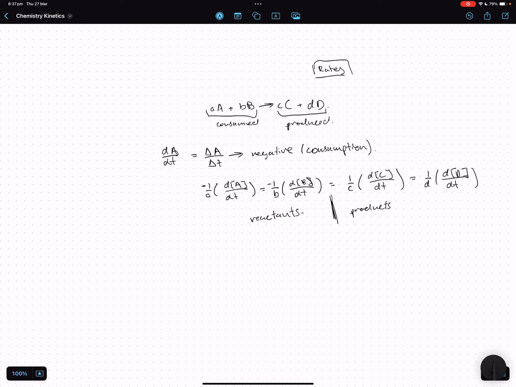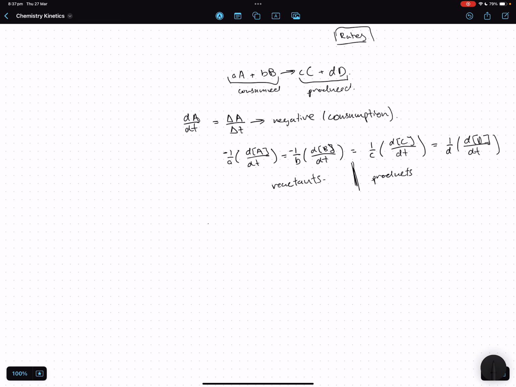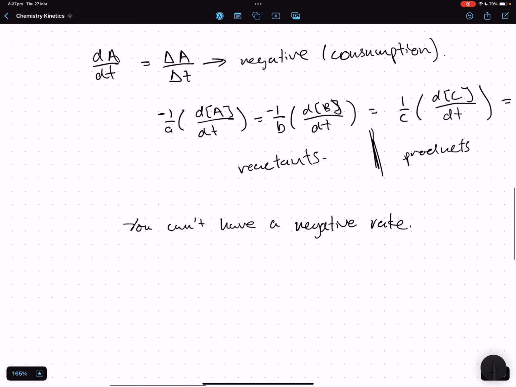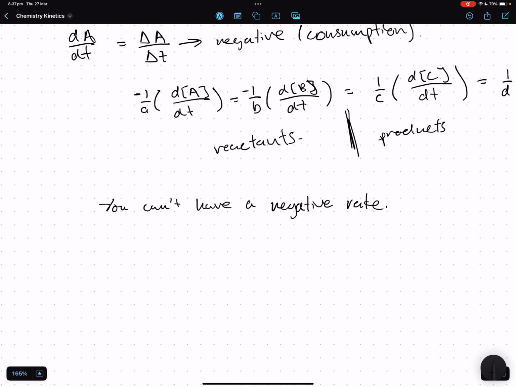Since they're reactants, we give them a negative sign. Now, technically, this is important to remember. You can't have a negative rate. Mathematically, a negative just implies that a reactant is being consumed, but we can't say in a statement that the rate is negative 0.44 moles per liter, because it doesn't really make sense. So we say there's a consumption of the reactant.